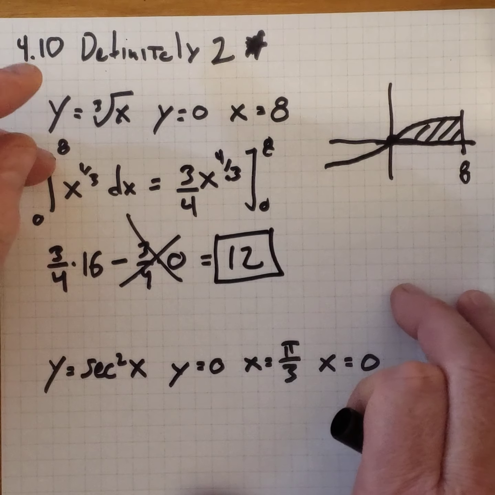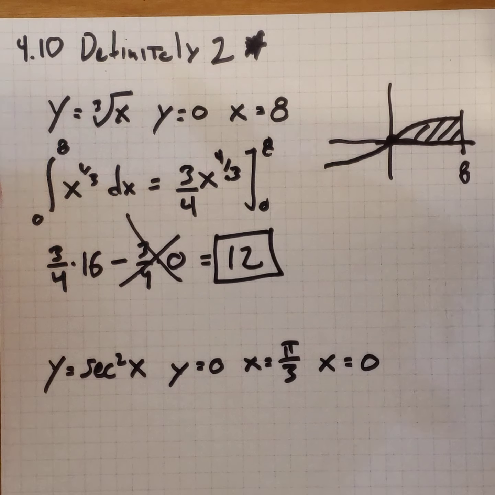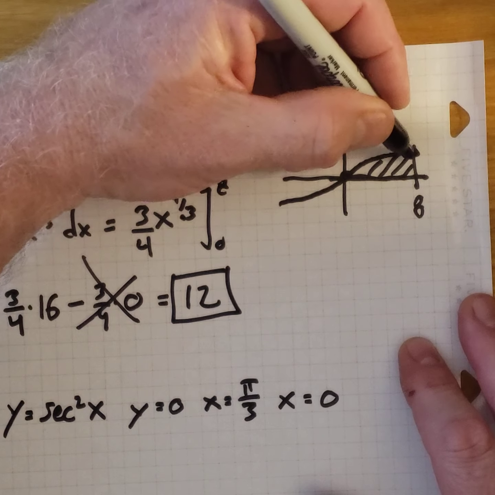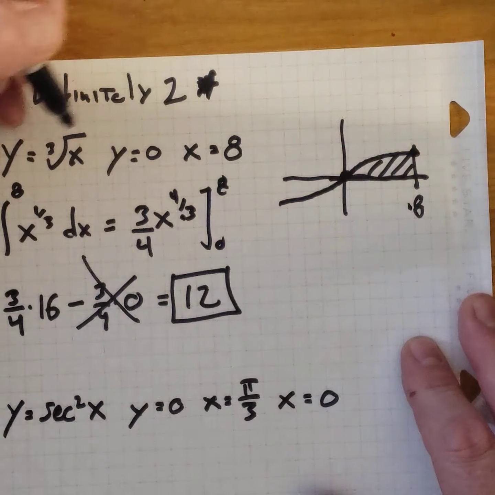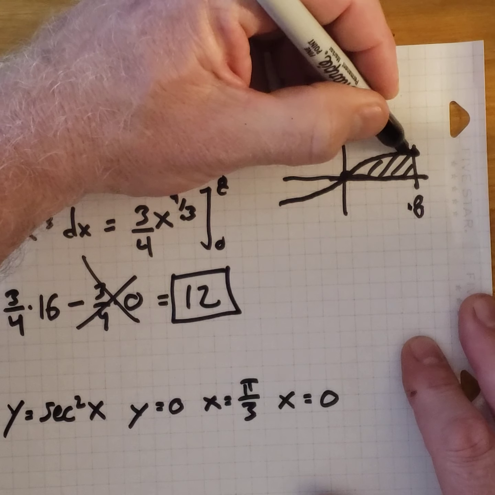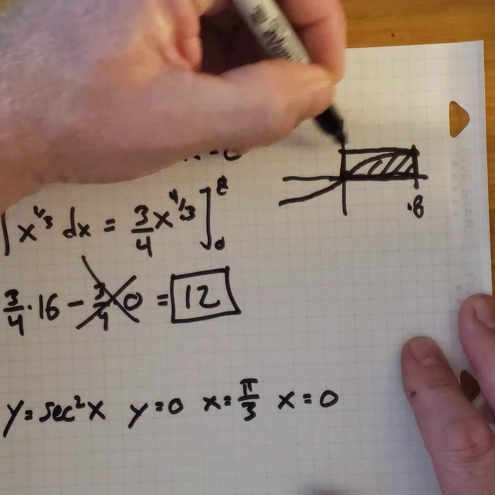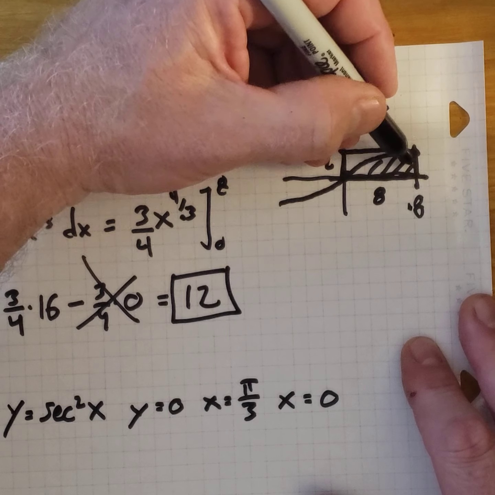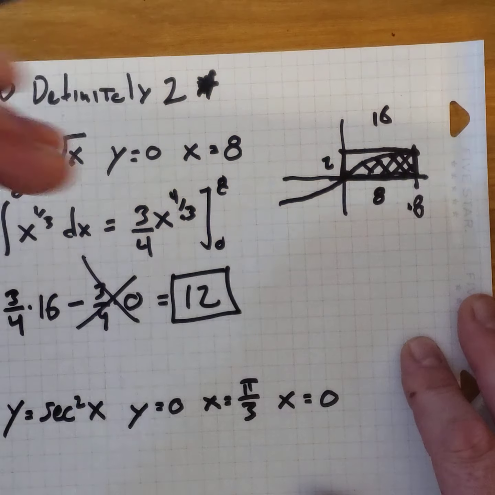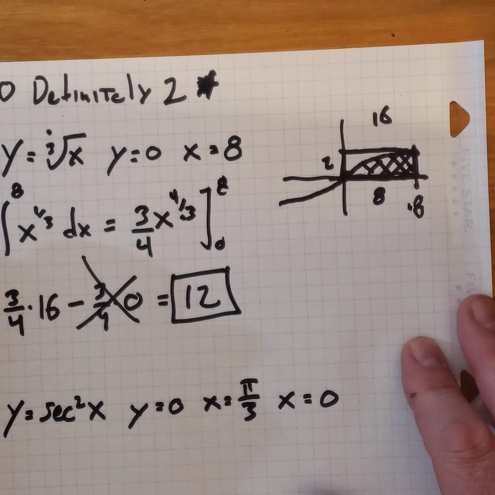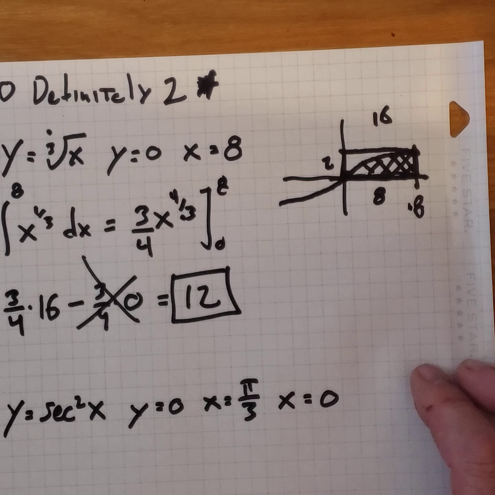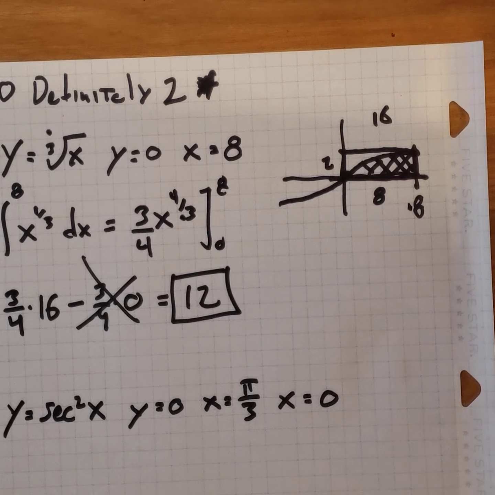Now, I broke my own rule. I said it's always a good idea to look at your region first and try to guesstimate about what the area would be. Now, if we do look at this, this is the point 8, 2, right? Because when you plug 8 into our function, you take the cube root, that's 2. If we were to draw a box around this, this box would be 2 units tall by 8 units long, which will give it an area of 16. And the actual region takes up a little more than half of that box. Well, 12 is a little more than half of 16, so I'm pretty happy with 12 for an answer. I could also plug this in the calculator and do it that way.